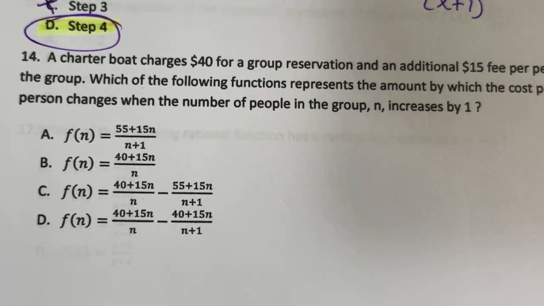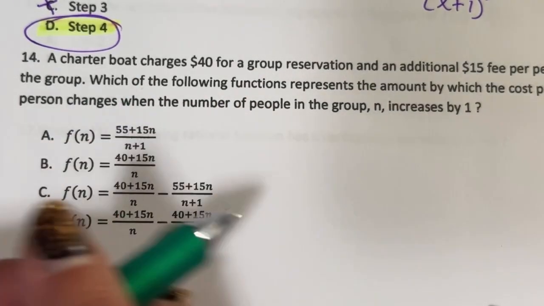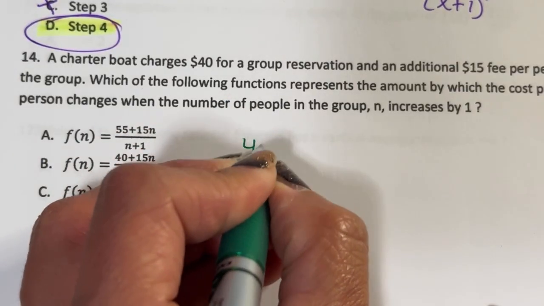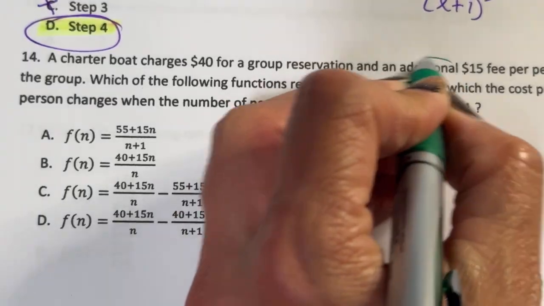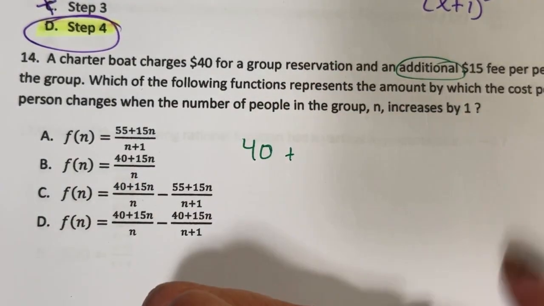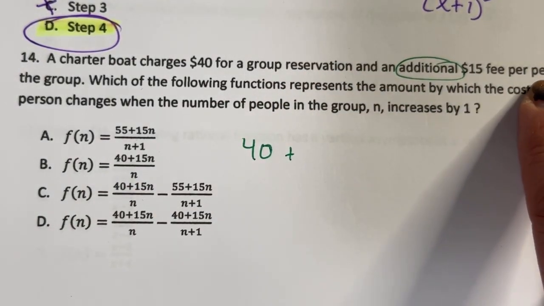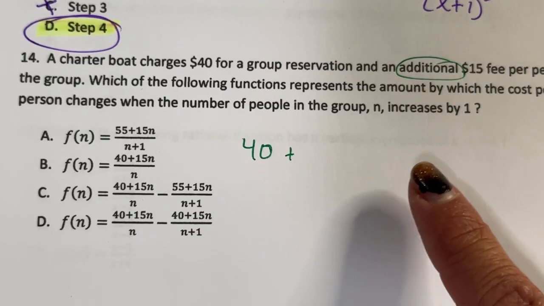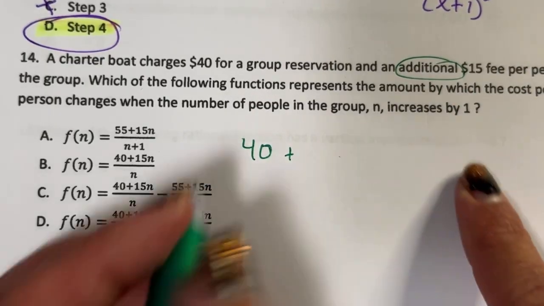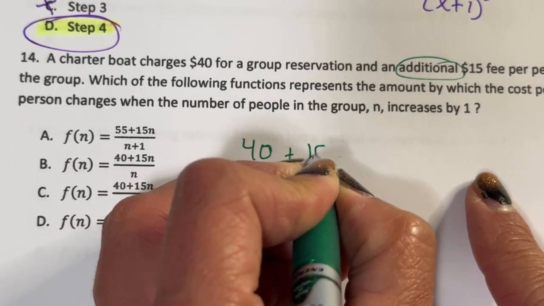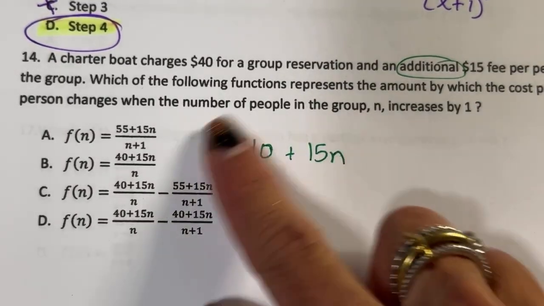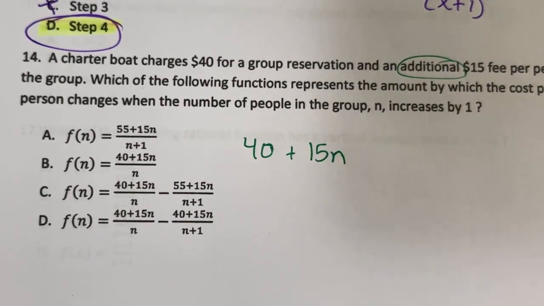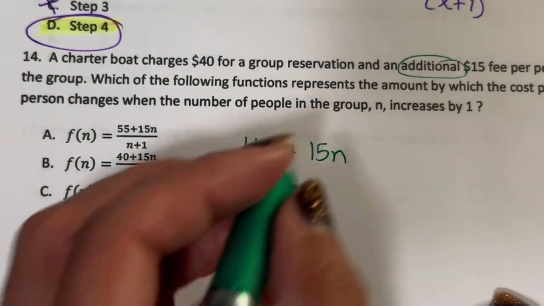Okay, so let's see. Let's start with what they're charging. So the charter boat charges $40 for a group reservation. That's a flat fee. And an additional, so that means a plus sign, $15 fee per person in the group. And it looks like N is representing the number of people in the group. So 15 per person, so 15N. Okay. So remember, this is the cost. This is a total cost. But we want to split the cost between all the people that are going in this group. So we have to divide that by N.